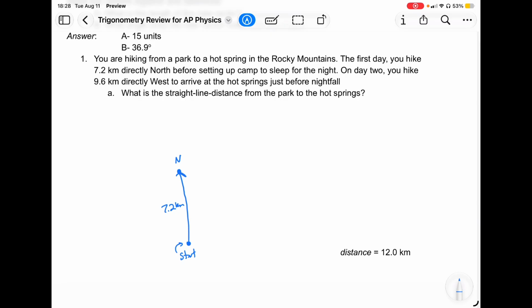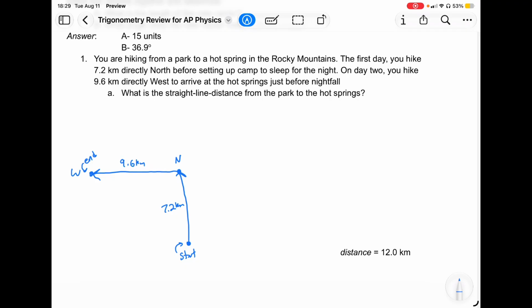So now we can go over to the west. I cleared a little bit more space to the west. So then we went to the west 9.6 kilometers. Cool. Over to the west. And then we ended up there. So that is our end, at that spot right there, right?